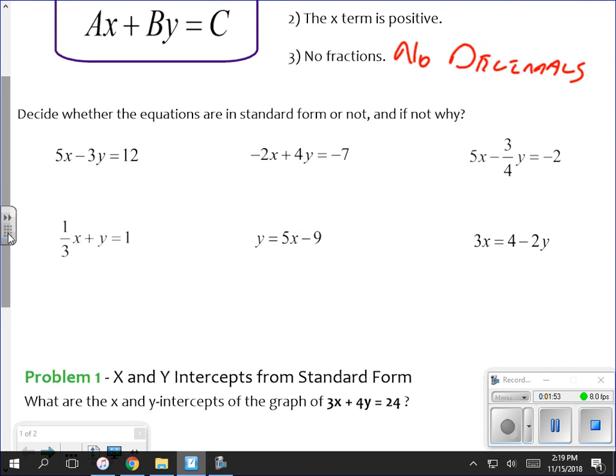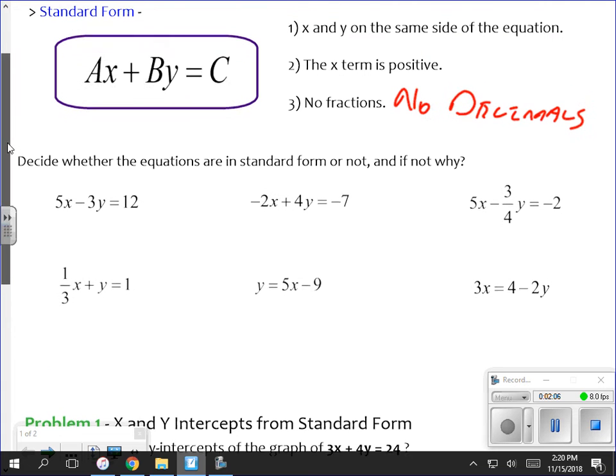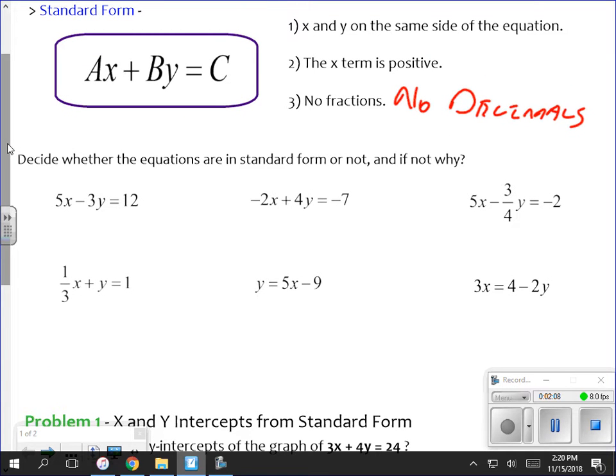So, take a moment. Yes or no, are those six equations in standard form? Do they meet the requirements? Take a minute. Yes or no. Are they standard form? Do it for each one.